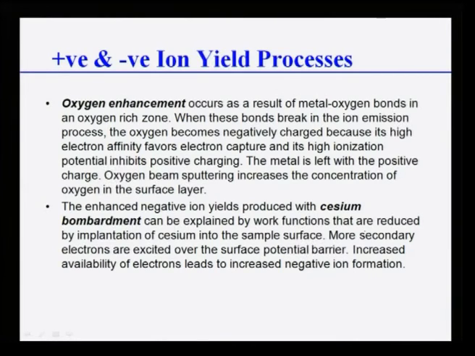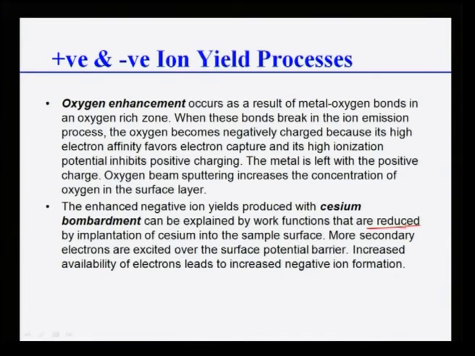Enhanced negative ion yield is normally produced by cesium bombardment. This can be explained by the work function, which is reduced by implantation of cesium into the sample surface. More secondary electrons are excited over the sample potential barrier, and this leads to increased availability of electrons, leading to increased negative ion formation. So, as you clearly understood now, oxygen bombardment will lead to positive ion creation, and cesium bombardment leads to negative ion creation.